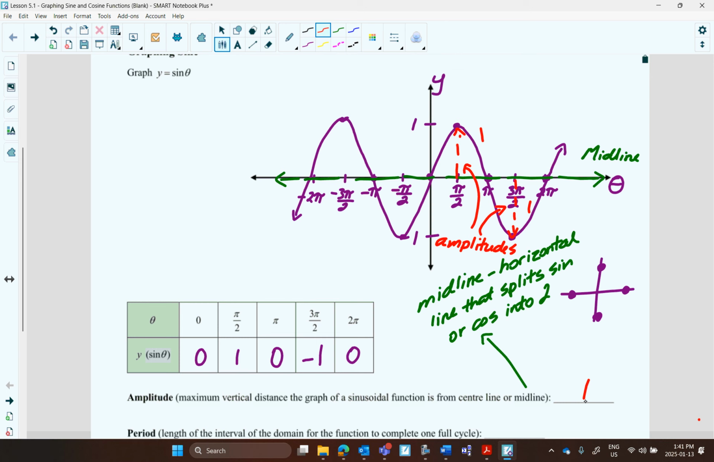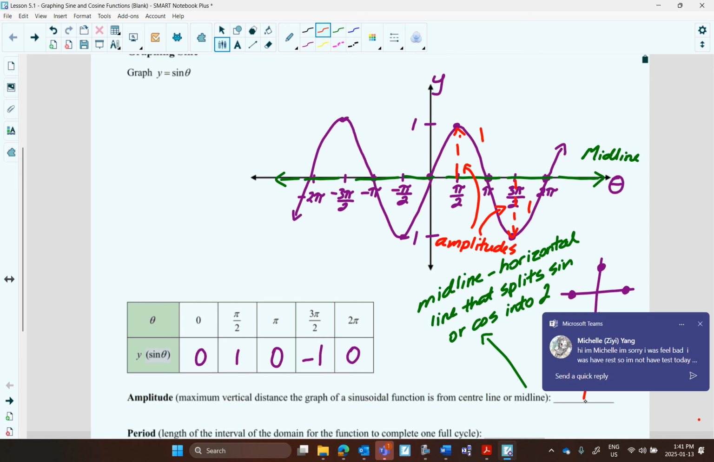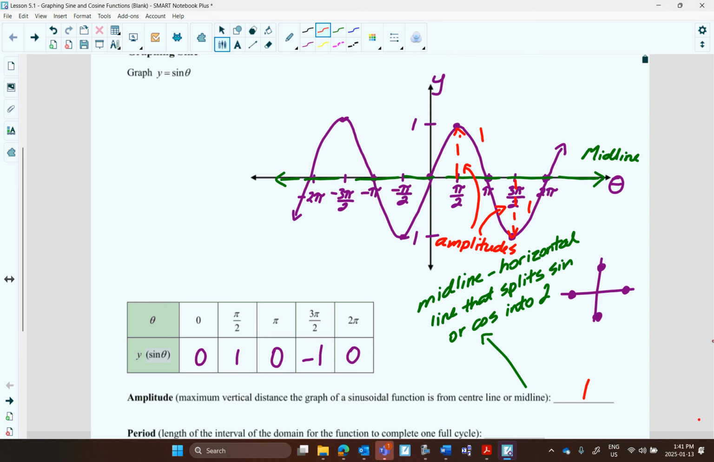What could we do to the graph to change the amplitude? What would you do to change the amplitude? Sorry? Stretch it, which is something that we've done. Okay. So if the amplitude was 2, that's taking the amplitude of 1 and stretching it. If the amplitude was 1/2, that's the same as compressing it. Okay.